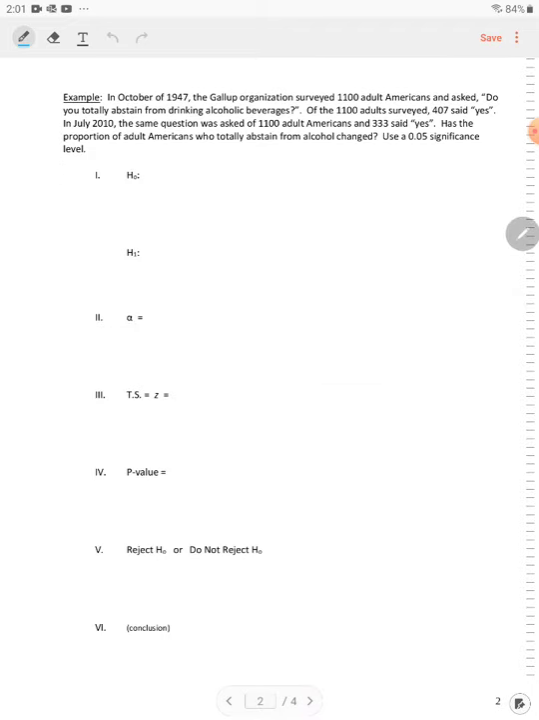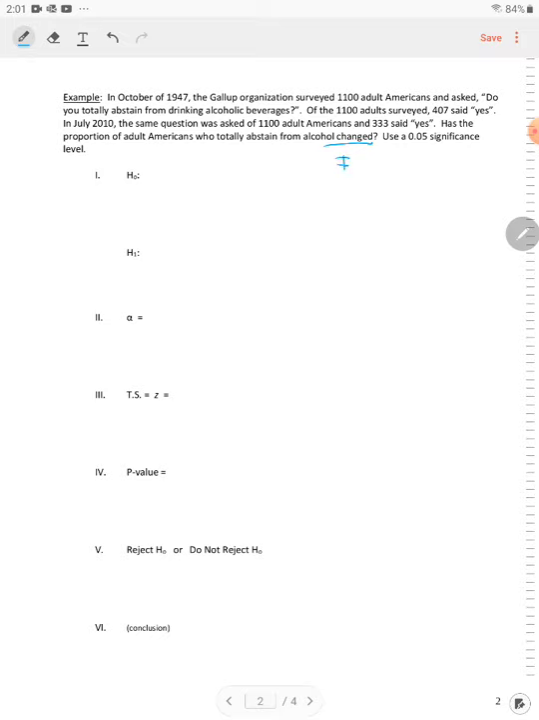In October of 1947, the Gallup organization surveyed 1,100 adult Americans and asked, do you totally abstain from drinking alcoholic beverages? 407 said yes. In July 2010, the same question was asked of 1,100 adult Americans, and 333 said yes. Has the proportion of adult Americans who totally abstain from alcohol changed? Use 0.05 level. Changed is not equal to.